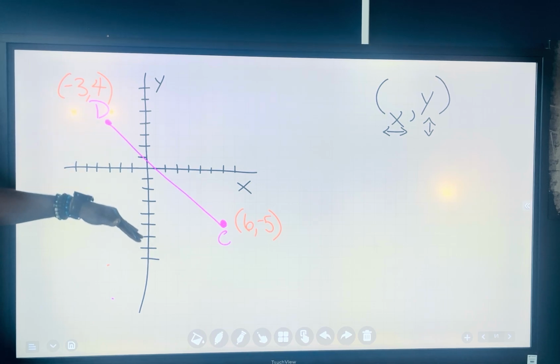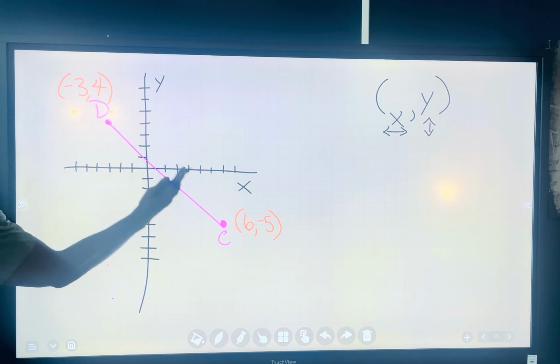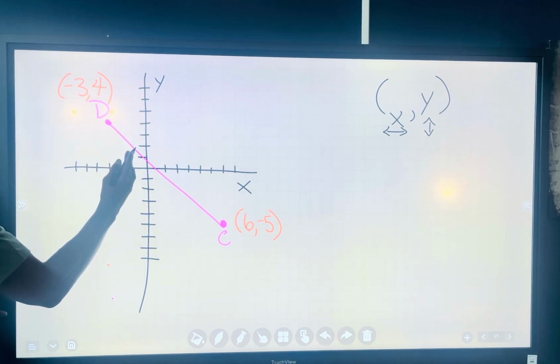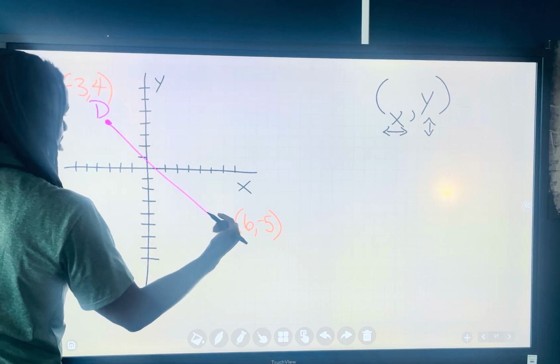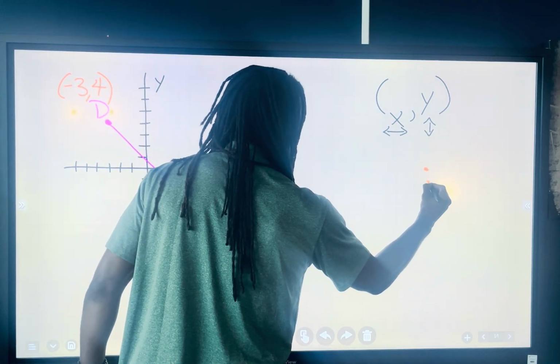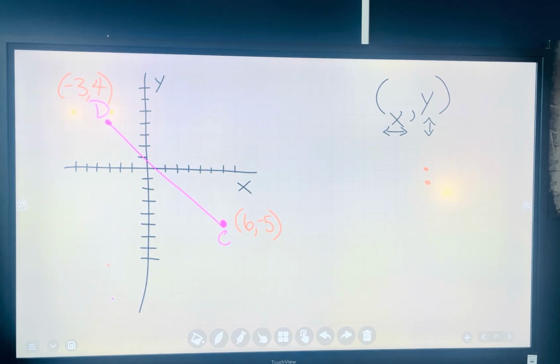And then you got a line segment here, where in the middle of that you're going to find point P. So somewhere on here, we have to find where P is going to fall. But what they told you is that P is going to fall on this line segment in a ratio of 3 to 4.